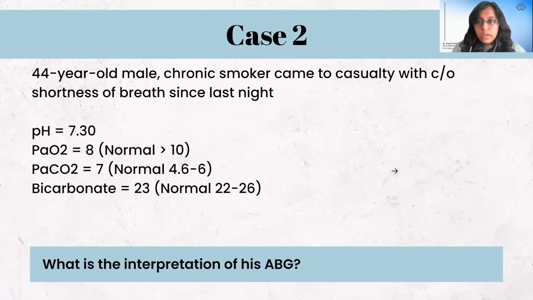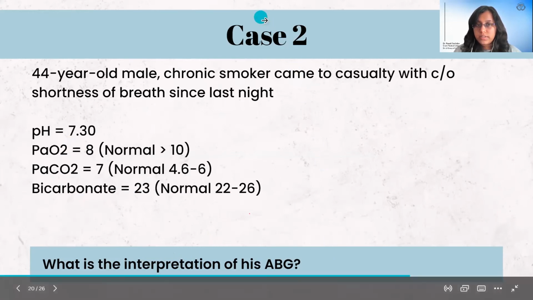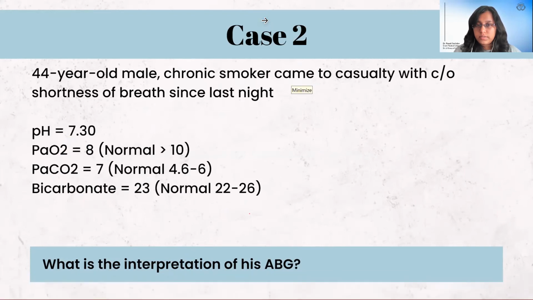44-year-old male chronic smoker came to the casualty with complaints of shortness of breath since last night. pH is 7.3, PaO2 is 8, PCO2 is 7, bicarbonate is 23. What do you think it is? Prashant says respiratory acidosis. Rakshada is saying respiratory acidosis. Priya is saying respiratory acidosis. Everyone agrees respiratory acidosis. No one wants to try anything else.